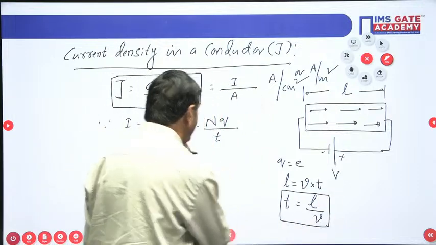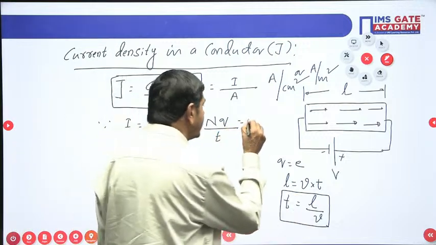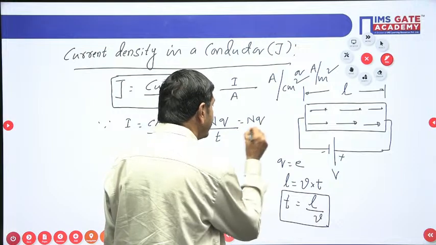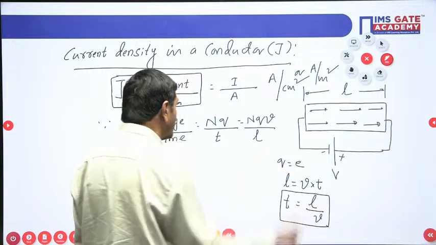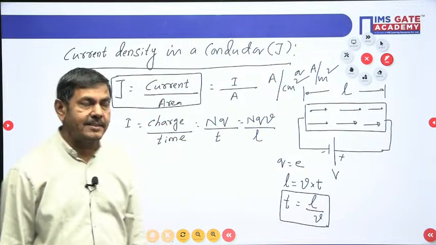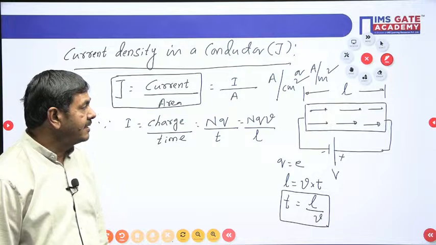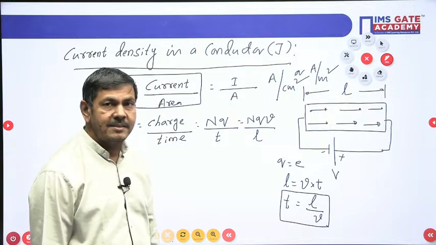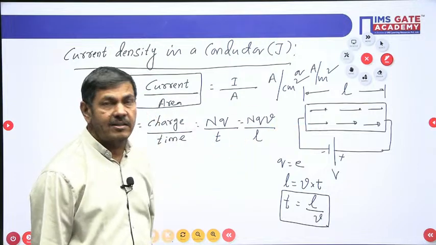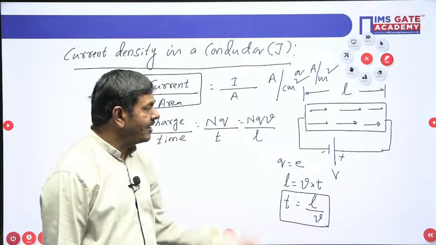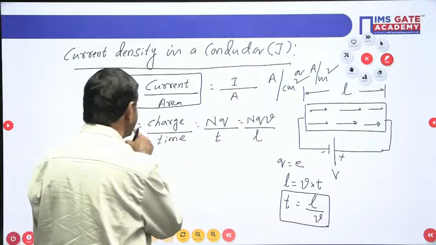So I can write the formula here like this. The current I can be taken as NQ, which I put as it is, divided by T, and T is nothing but L by V. You can use this formula also to measure the current. N means the number of charges, Q means the charge of the electron, and V is the velocity of the electrons, the drift velocity only. Understand my point now.